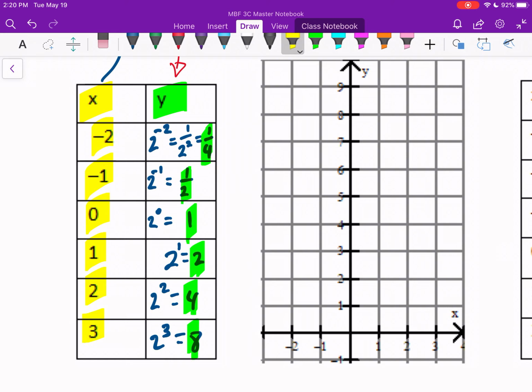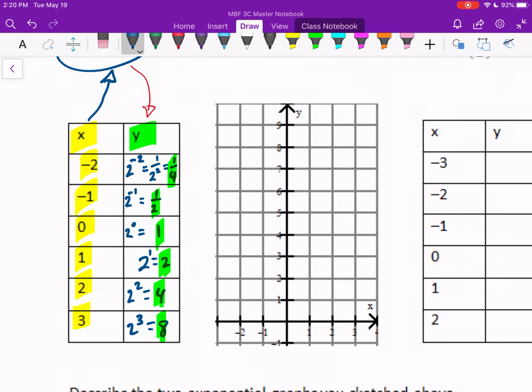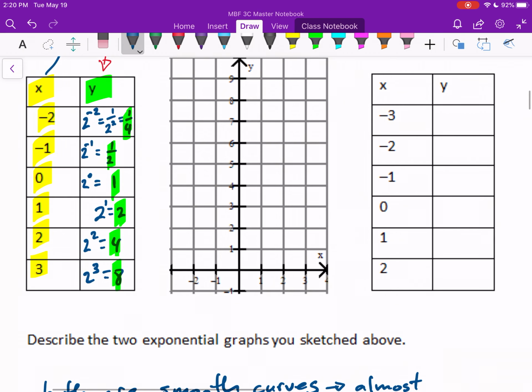So we've got our x values, we've got our y values. We can plot them. The first one, negative 2 and 1/4, so negative 2 on the x, 1/4 on the y, that's about there. The next one is negative 1 for x and 1/2 for y. Then we've got 0 and 1, which would be here. Then 1, 2. Then 2, 4. And then we've got 3, 8.